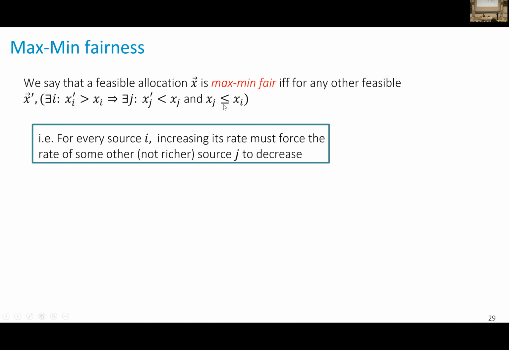This algorithm will always stop, because at every iteration at least one source is frozen, and we can always increase at least one source. So there's a finite number of iterations, and it will stop at some point. So that's another, simpler way to prove that the max-min fair allocation is this one.